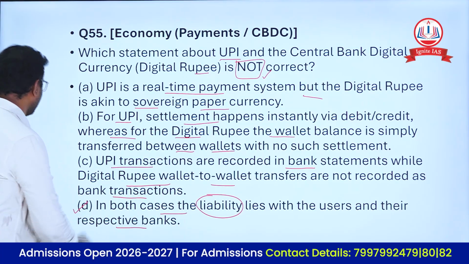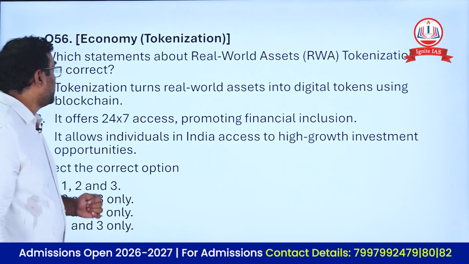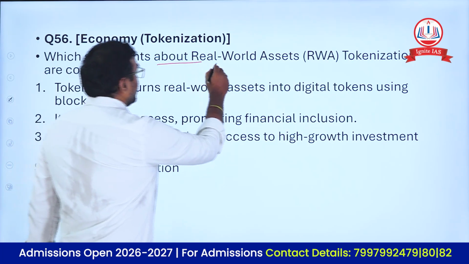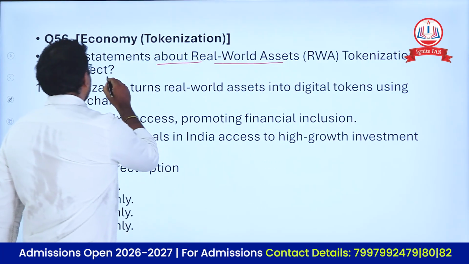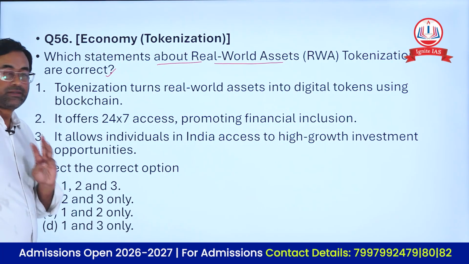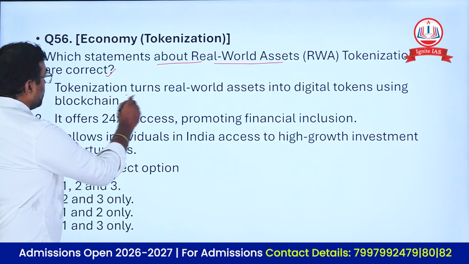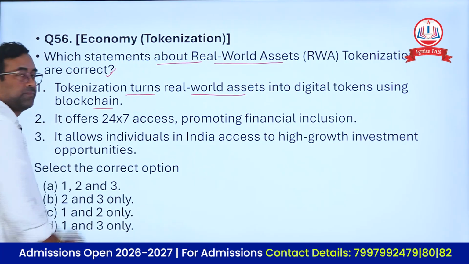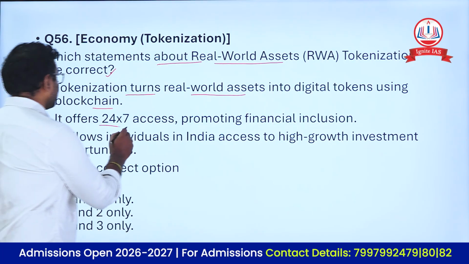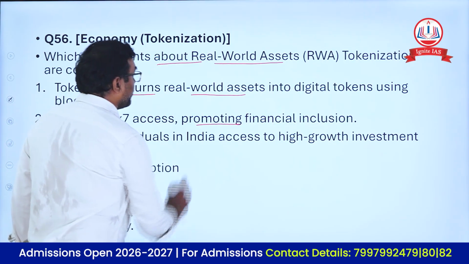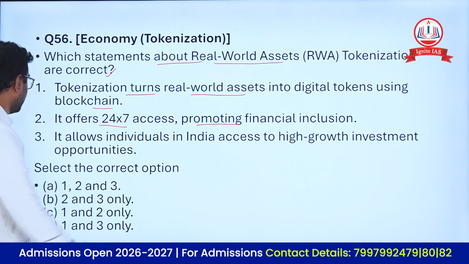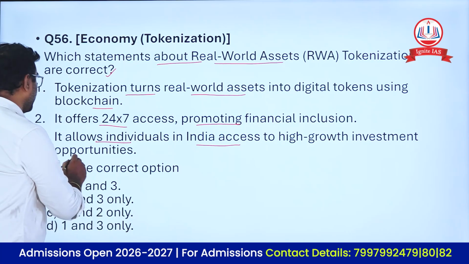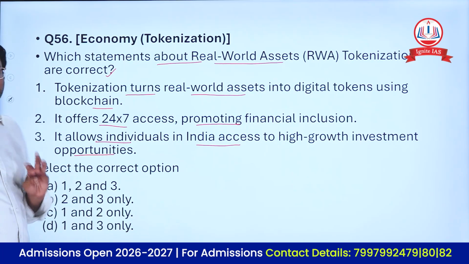So the answer is D. Next, the question is related to tokenization. Which of the following statements about real world asset tokenization are correct? They have given three statements. The first statement indicates that tokenization turns real world assets into digital tokens using blockchain. The second statement offers 24/7 access, promoting financial inclusion. The third statement says that it allows individuals in India access to high growth investment opportunities.